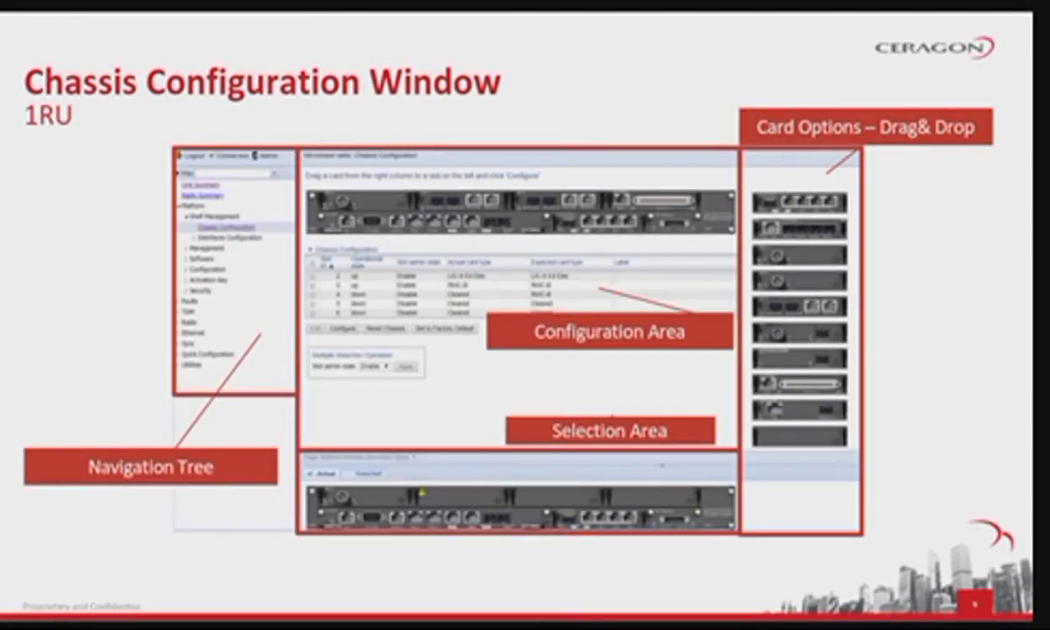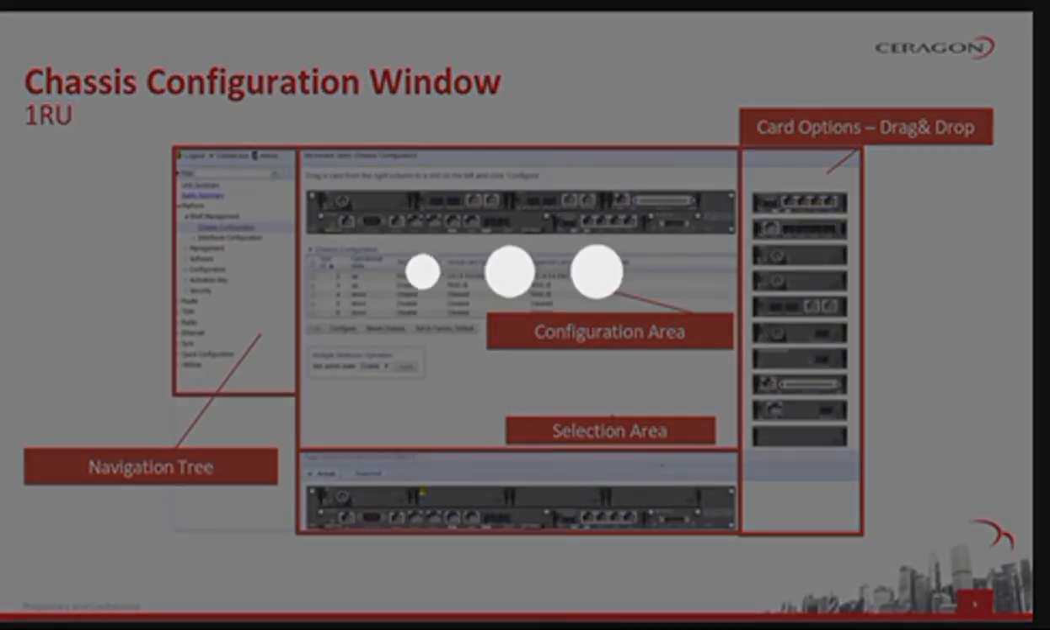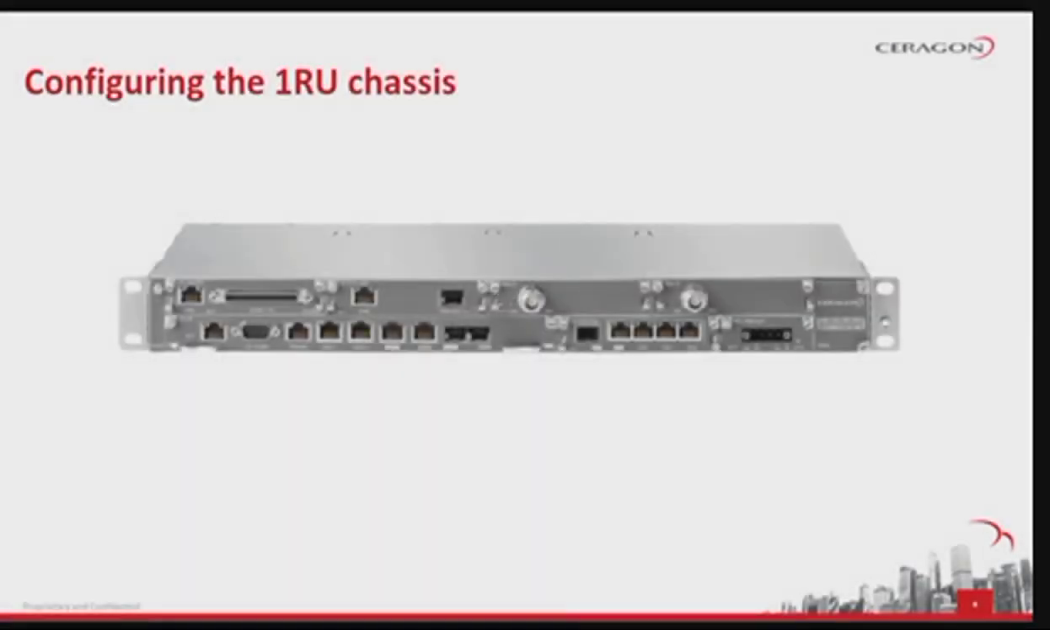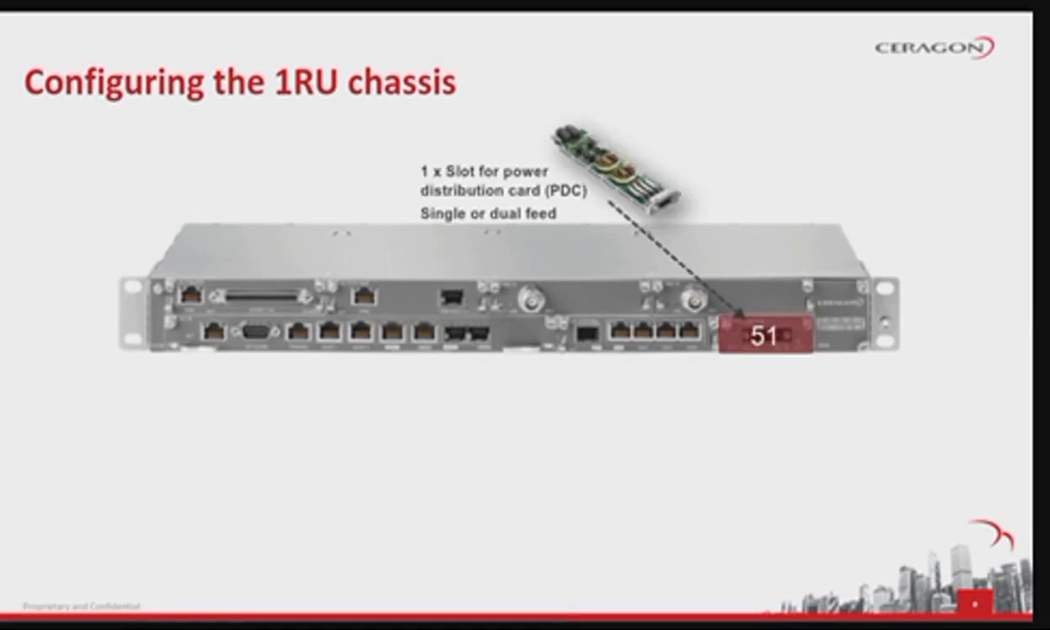Here is the same view, but this time, for the 1-rack unit IP-20N version. The same menu tree and the same windows are visible here. The IP-20N version 1R can hold 1 dual-feed power distribution card, and the PDC card must be inserted in its designated place in the chassis, only in slot 51. A single PDC power feed is sufficient to power up the entire chassis, but it is not redundant.